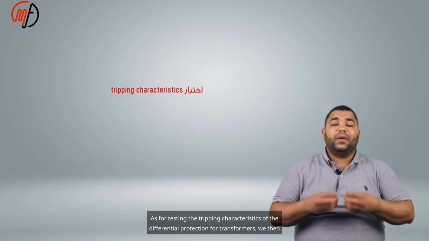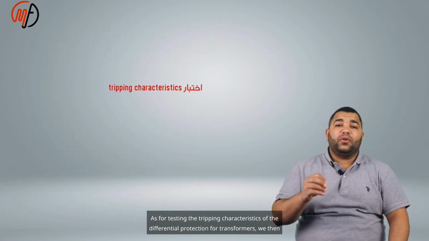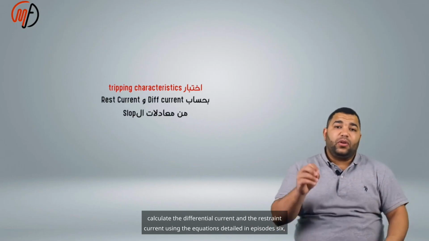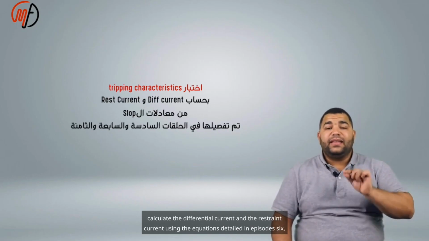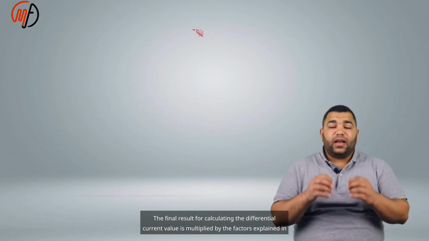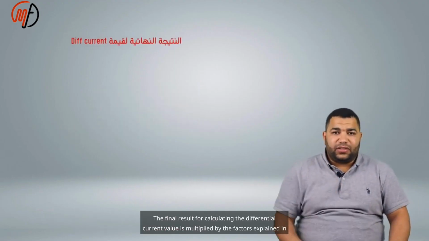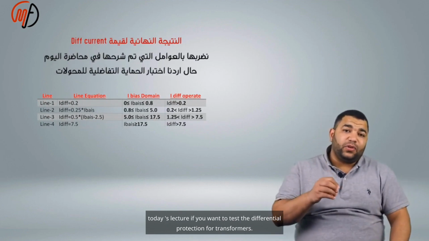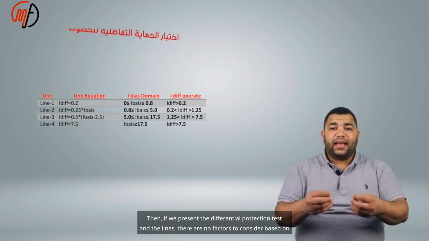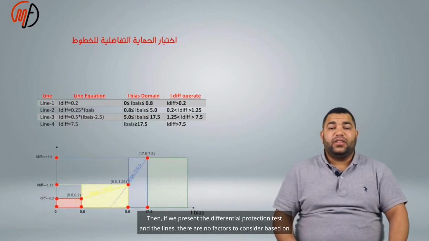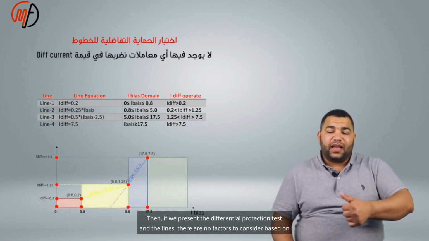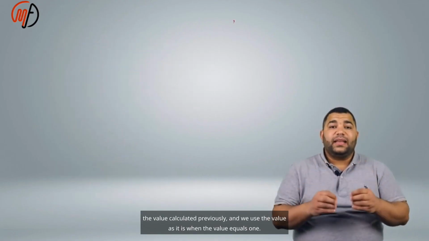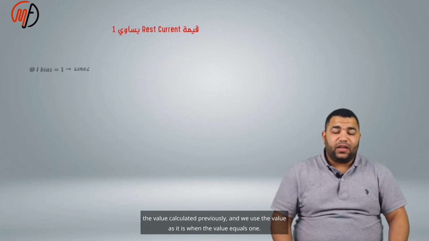As for testing the tripping characteristics of the differential protection for transformers, we calculate the differential current and the restraint current using the equations detailed in episodes 6, 7, and 8. The final result for the differential current value is multiplied by the factors explained in today's lecture if you want to test the differential protection for transformers. Then, if we present the differential protection test on lines, there are no factors to consider based on the value calculated previously, and we use the value as it is when the factor equals 1.